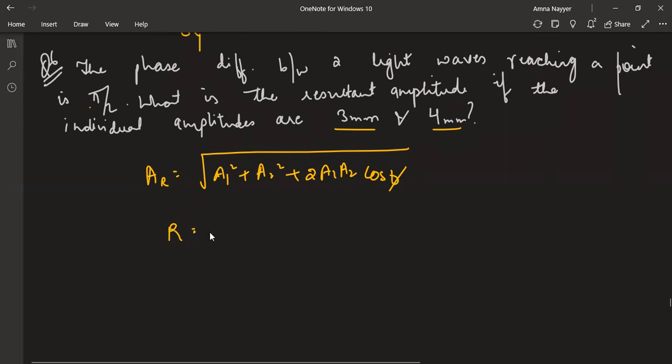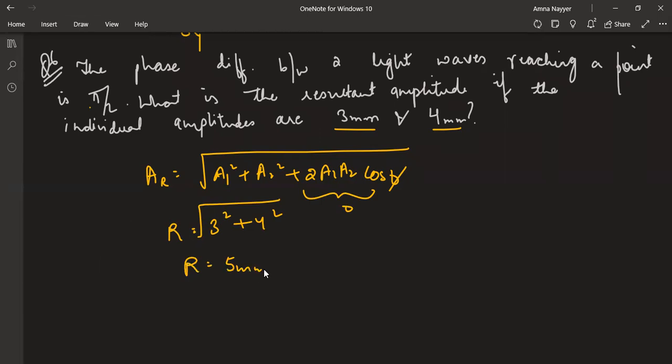So resultant amplitude will be 3 square plus 4 square. See, this is pi by 2, so this entire term will be 0. So this will be 5 millimeters because this is a Pythagorean triplet also. This way you will get your answer. Quickly note it down. Those who have not written, we'll see some more questions.